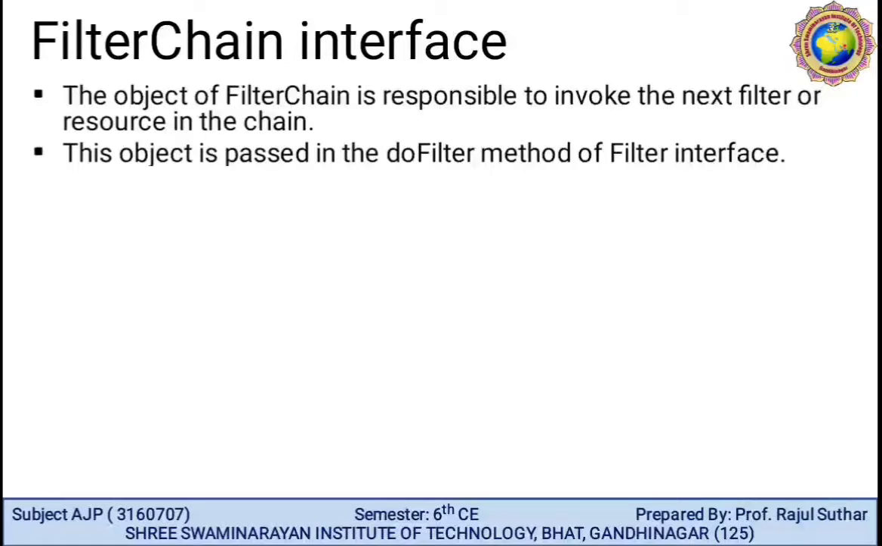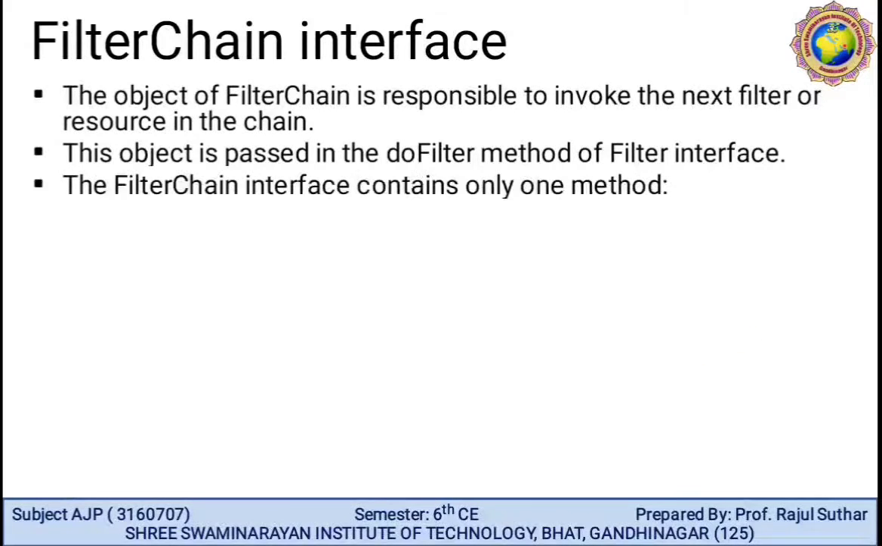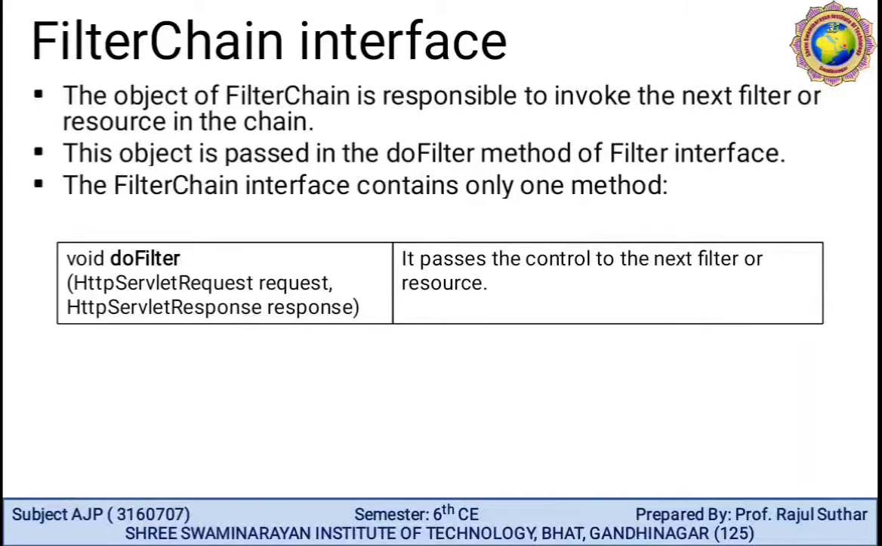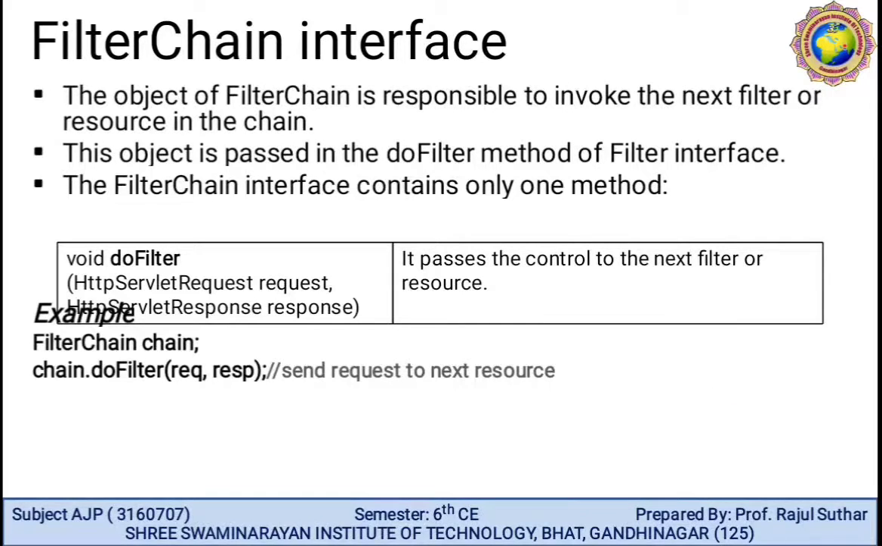FilterChain interface: this object of FilterChain is responsible to invoke the next filter or resource in the chain. This object is passed in the doFilter method of the Filter interface. The FilterChain interface contains only one method, that is void doFilter. So it passes the control to the next filter or resource.